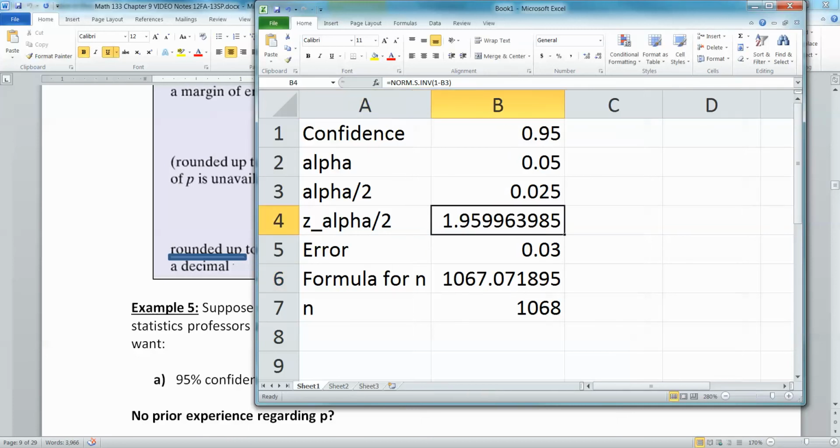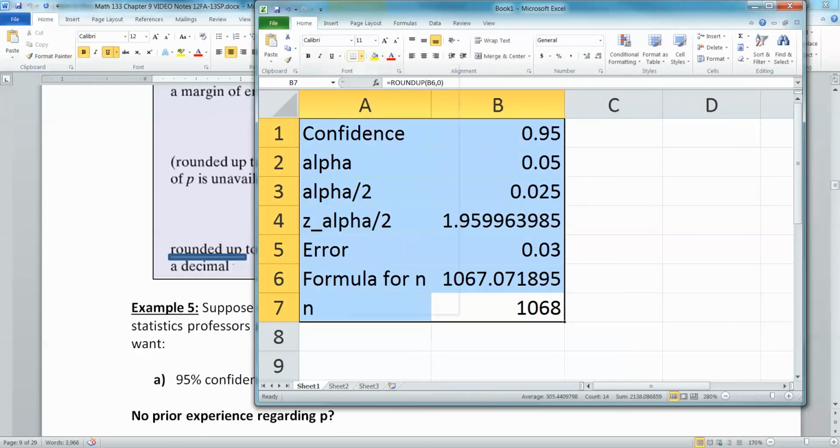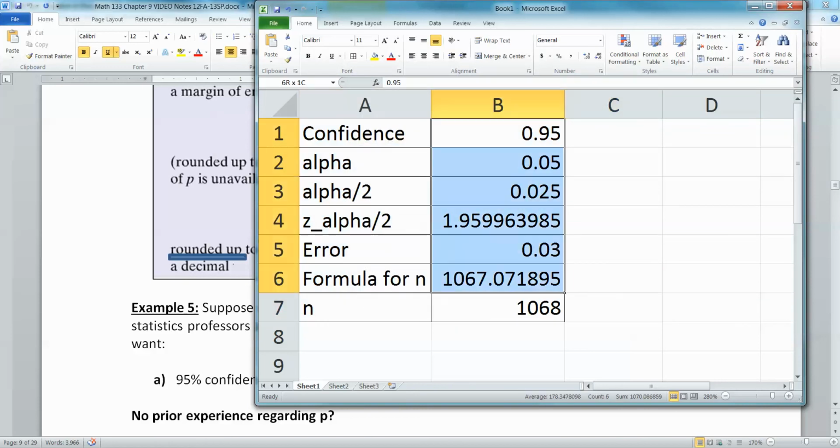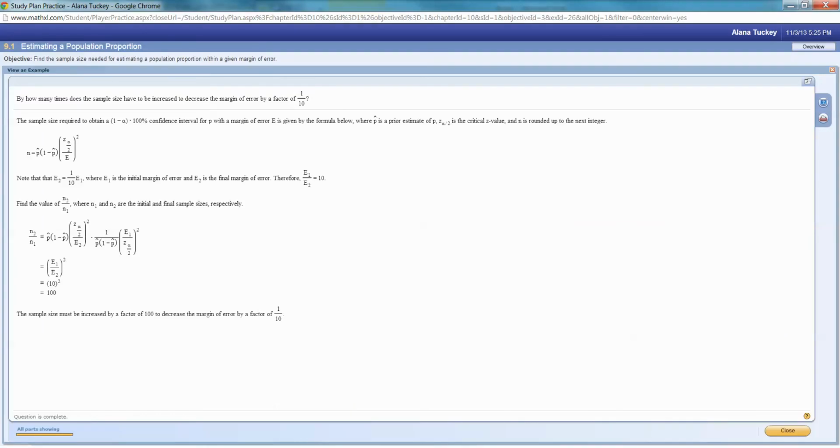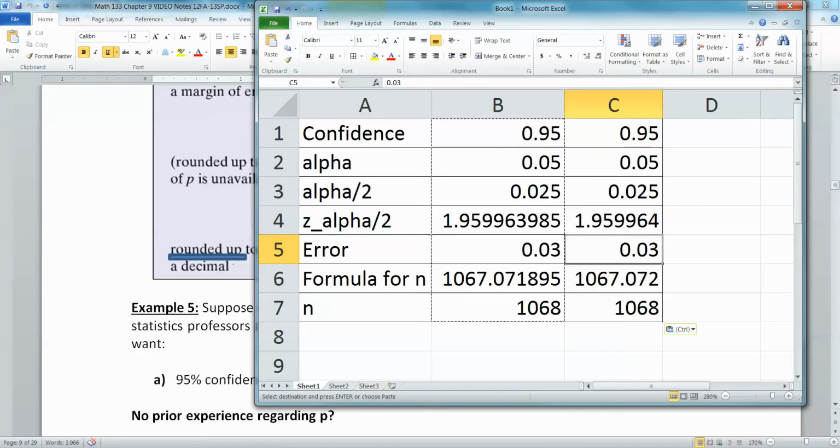Cool. All right, so you're thinking, why did you do all that work? Well, because I wanted to prove something to you. So let me show you what's going to happen if I change it. Let's suppose I leave it at 95% confidence level. But instead of having an error of 0.03, what they're asking about in this problem is, what if you change your margin of error by a factor of 1 over 10? What's going to happen?